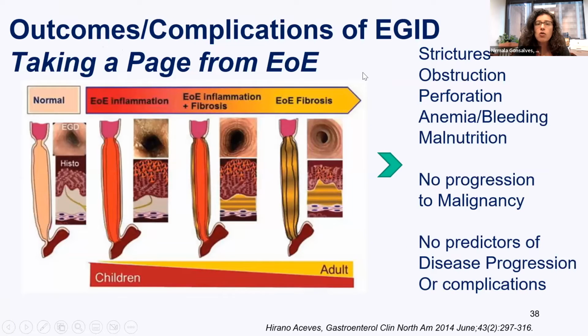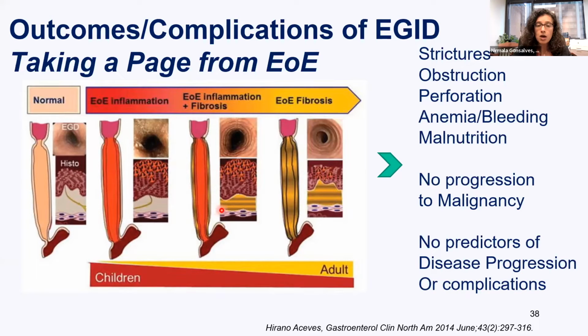So what do we know about outcomes and complications of non-EOE EGIDs? Well, we can take a page from what we know from EOE. In EOE, this is a schematic of what we think happens. Patients start off with a normal esophagus. Due to some unknown trigger, eosinophils start trafficking to that esophagus. The esophagus starts looking inflamed, and you start to see those inflammatory changes.